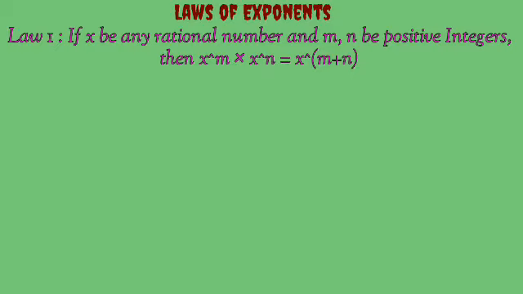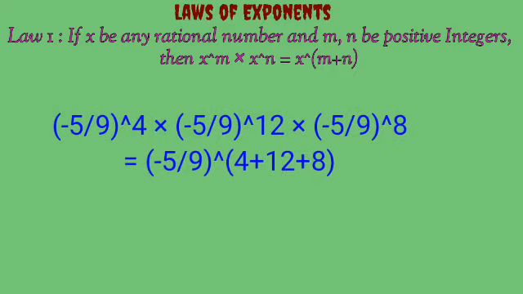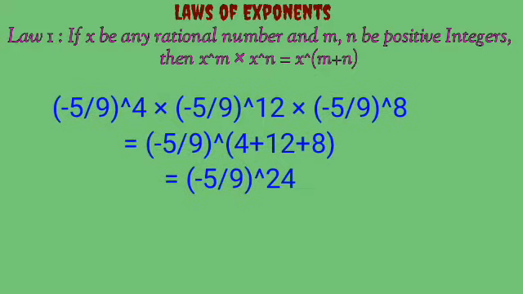Let's see an example where three numbers we have to multiply, where the bases are the same, minus 5 by 9, and the powers are different: 4, 12 and 8. So simply the result will be minus 5 by 9 whole to the power 4 plus 12 plus 8, as the powers should be added when the bases are the same. So here the answer will be minus 5 by 9 whole to the power 24. Remember, when the bases are the same, then only we can do this operation, otherwise not.